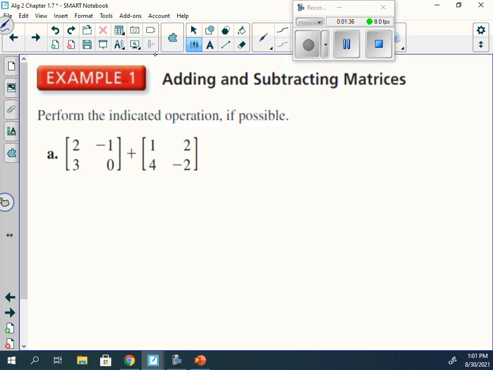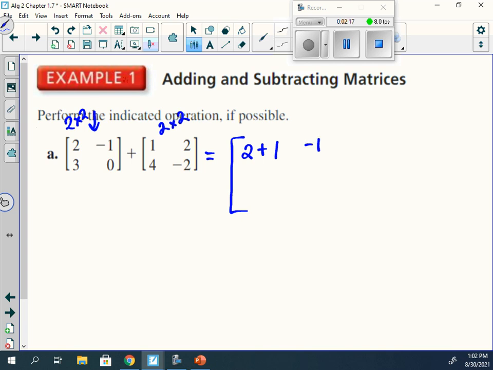So these two matrices here. The first one, what are the dimensions of it? It's a 2 by 2, 2 rows and 2 columns. How about the other one? Are the dimensions the exact same? So we can add them. Our first element in the first matrix is a 2. Our operation between the two is plus. What's its corresponding element? Just 1. I was looking at the wrong spot. It is 1. So we have that.